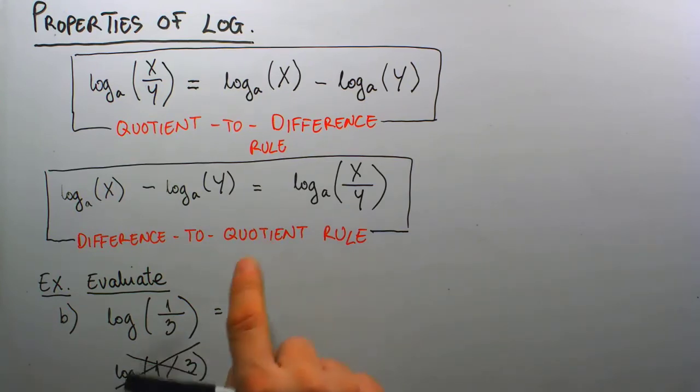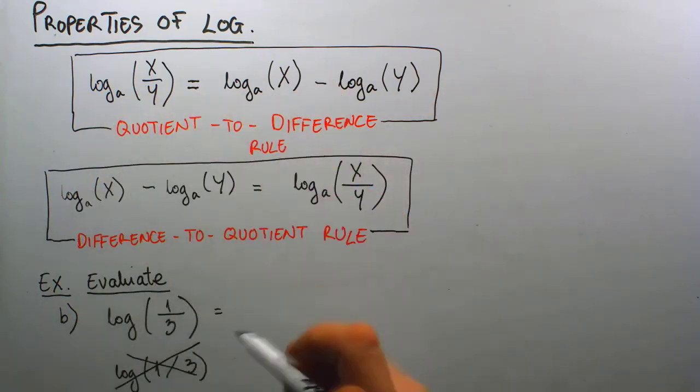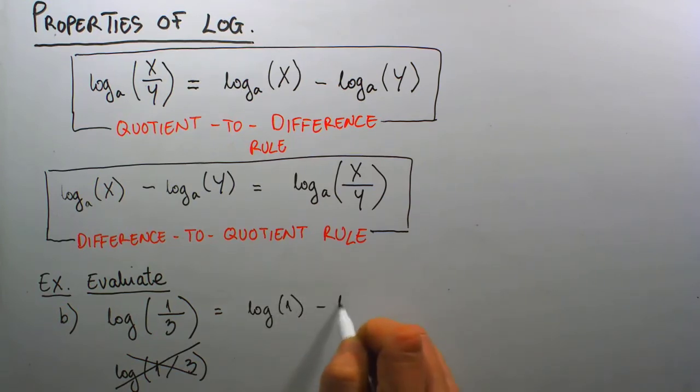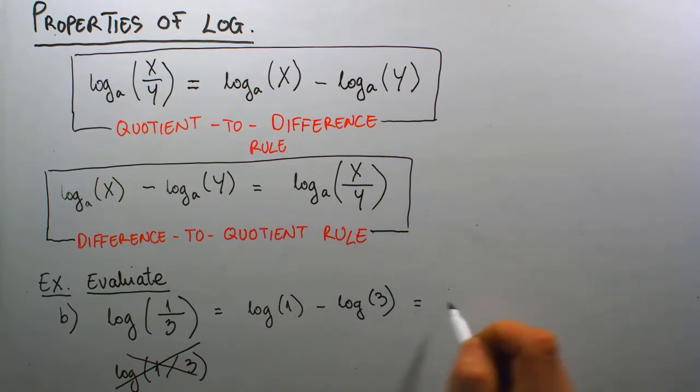So with this rule over here, going from a quotient to a difference, I can rewrite this as log base 10 of 1 minus log base 10 of 3, very similar to how I did this in part A. And so now with this difference right here, the first term is simply 0. And that leaves me negative log base 10 of 3.